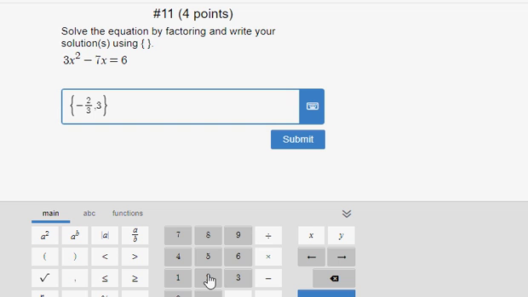And that is how you get all 4 points. Or of course, you could have put 3 comma negative 2/3, but I just always like to put my smaller number first. But we definitely have to write it as a solution set in the brackets.